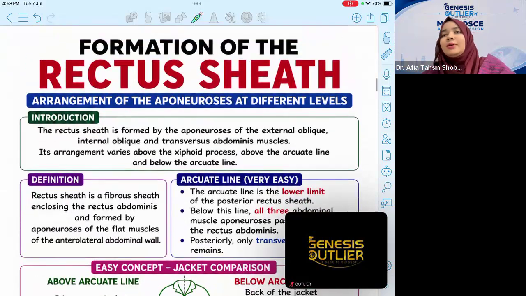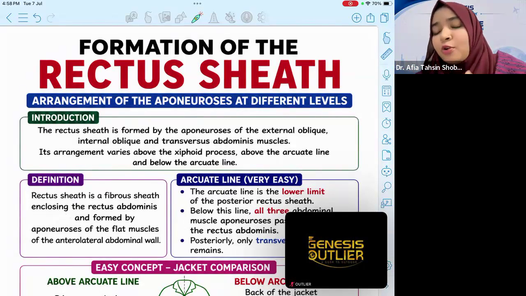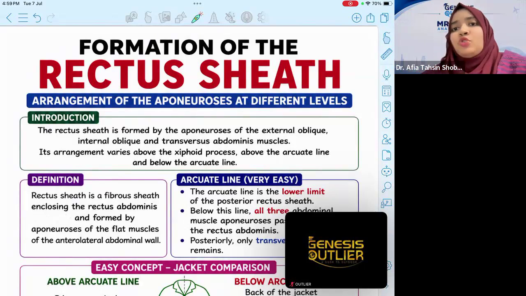Now come to the most complex topic today, I think: formation of the rectus sheath. Many of us find it very difficult, but today I will tell you some tips and tricks. I think from today you won't find it difficult. First of all, we should know what the rectus sheath is. It is a fibrous sheath enclosing the rectus abdominis muscle.